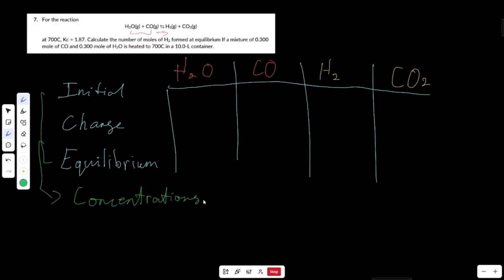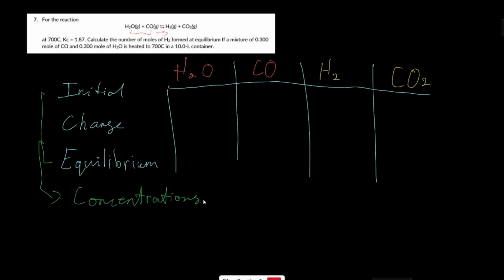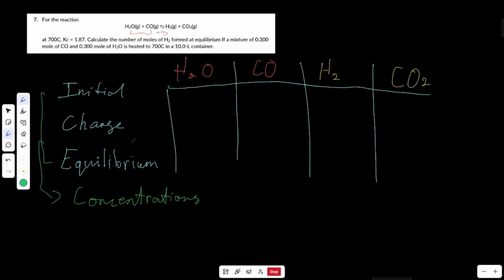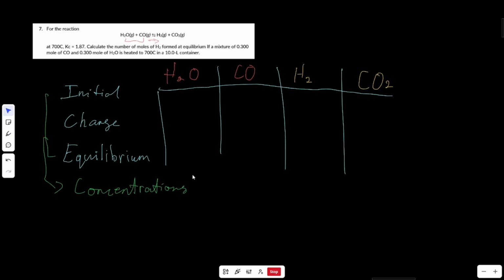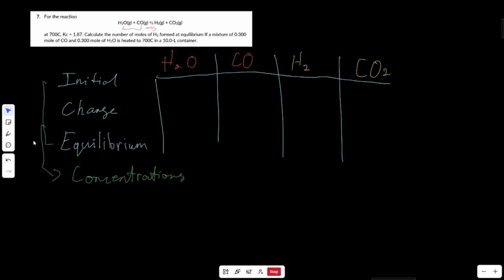The ICE table allows us to solve for concentrations at different points in the reaction, from the start of the reaction to when it's at equilibrium. All right, so let's try and solve first for the initial. So our initial concentration, what's given to us are the moles of H2O and carbon monoxide.